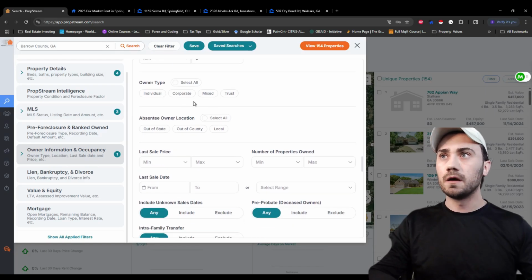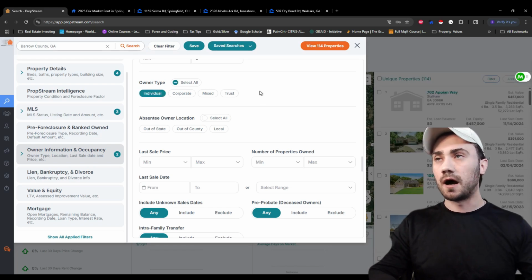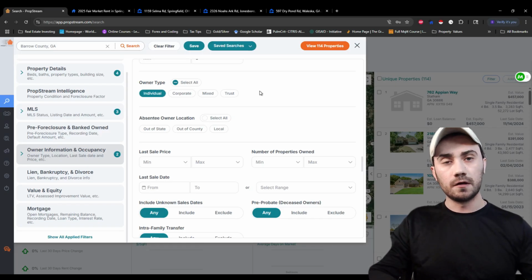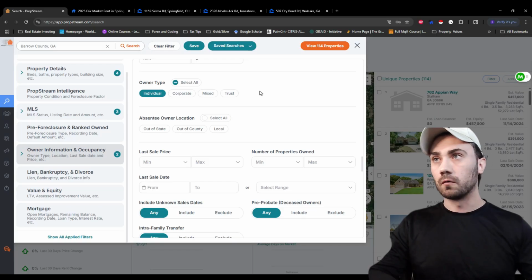Now for the owner type, I want to be looking at residential ownership. I don't want to be working with LLCs, trusts, anything like that. I want the deed of the property to be under the seller's name. If the deed of the property is under an LLC or a trust or a mix of both, then that tells me I'm working with an investor. I don't want to be working with investors. I want to be working directly with sellers or with the listing agent who's representing the seller. So we're going to keep this as an individual owner type.